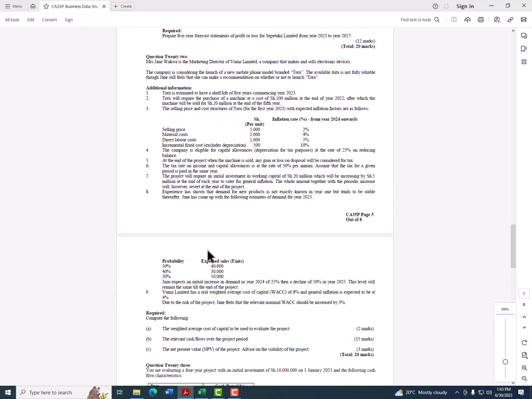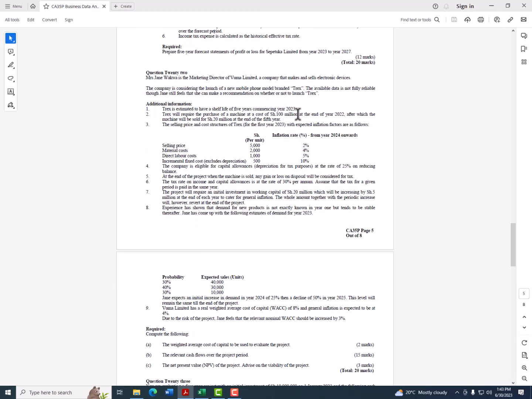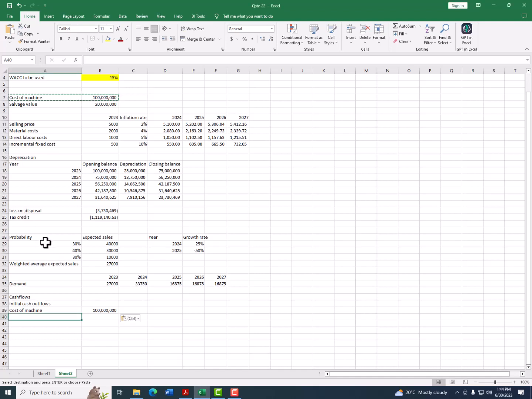we can see the things that we invested in. We invested in the machine, and we also invested in initial working capital. That was note number 7, initial investment. The project will require an initial investment in working capital of 20 million, which will be increasing by 5 million at the end of each year to cater for general inflation. So 20 million is the initial investment in working capital.